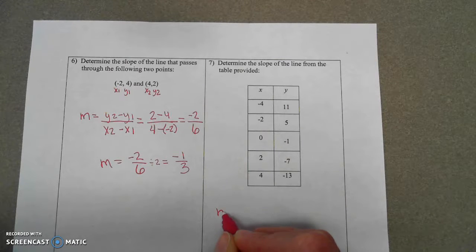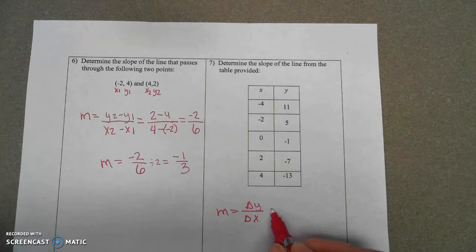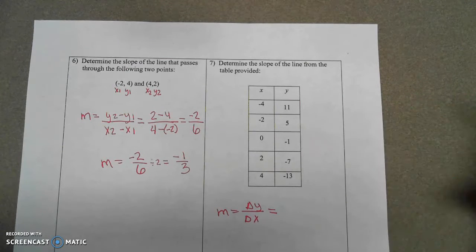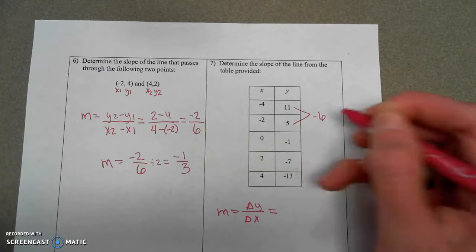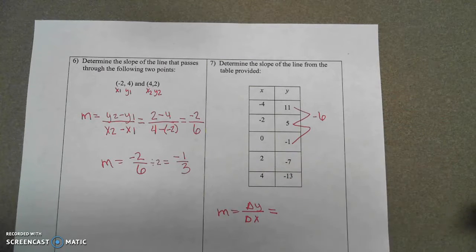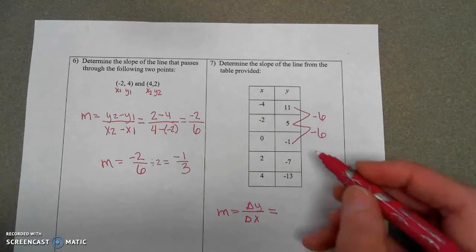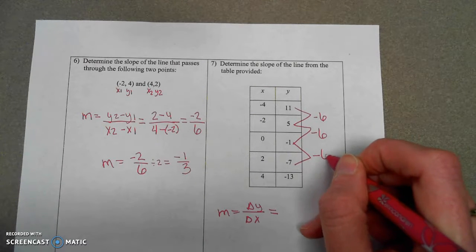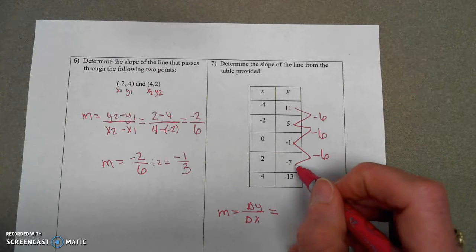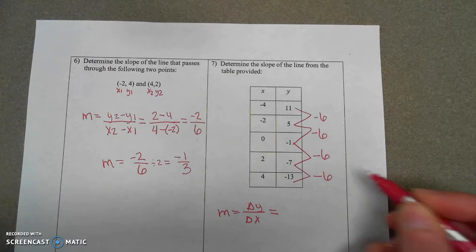Let's remember, slope is m. Once again, it represents our change in our y's over our change in our x's. So let's see what's happening with our y values. When we go from 11 subtracting 6, when I go from 5 to -1, I am still subtracting 6. When I go from -1 to -7, I'm still subtracting 6. And finally, from -7 to -13, I'm subtracting 6.